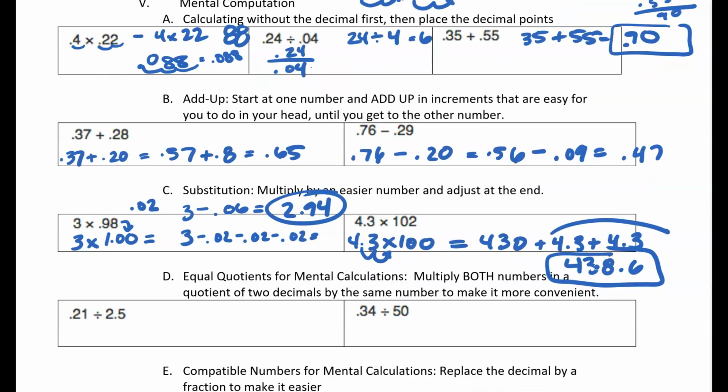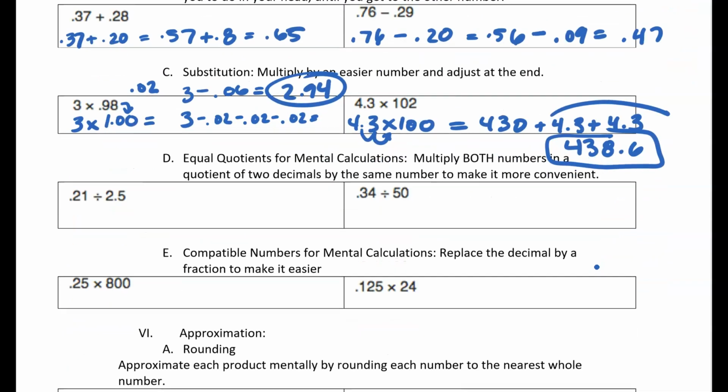Okay, the next part, equal quotients for mental calculations. You can multiply both numbers by the same number to make it more convenient. If you want, you could even write it as a fraction, as long as you do the same thing to both numbers. So maybe times 10 over times 10. Remember, 10 over 10 is just 1, so that's why it works.